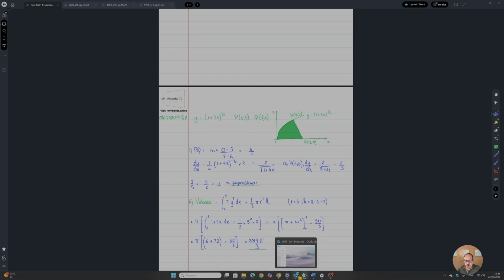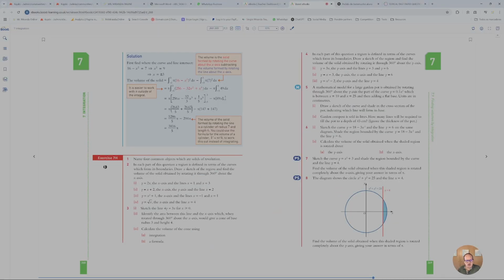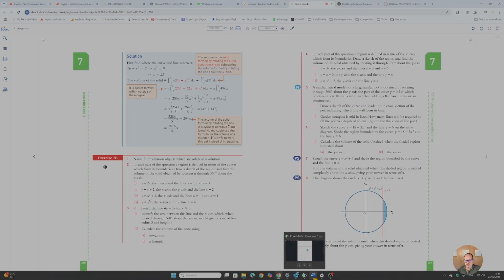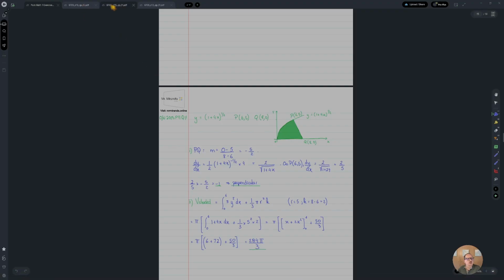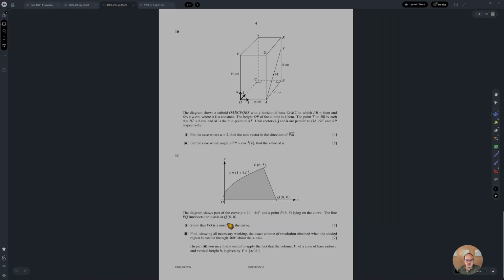Then you want the volume. Let me look at it again. You want the volume. Where am I? This is not where I am. I'm sorry. You want the exact volume of revolution obtained when the shaded region, this over here, is rotated through 360 degrees about the x-axis.